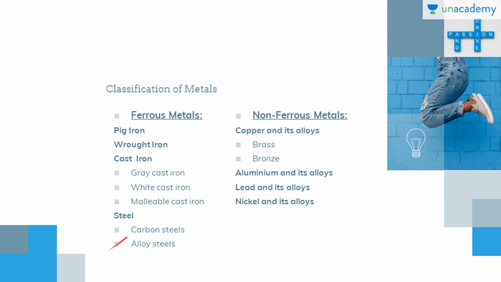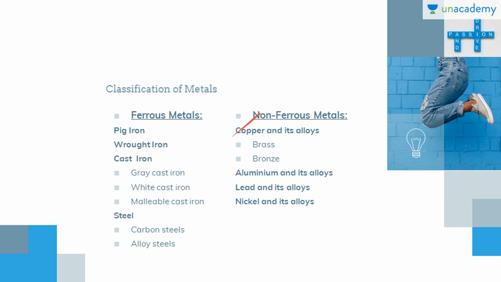Then you have the alloy steels. The alloy steels are used where significant amounts of alloying elements such as nickel, chromium, molybdenum and manganese are included in addition to carbon. Alloy steels are generally more responsive to heat and mechanical treatments than carbon steel. They have excellent strength, corrosion resistance, hardness and wear resistance, and these can be improved with the addition of alloying elements. Coming to the non-ferrous metals, the copper and its alloys.